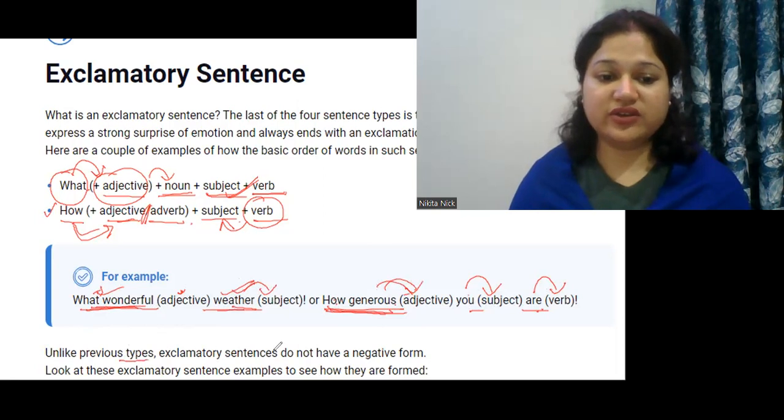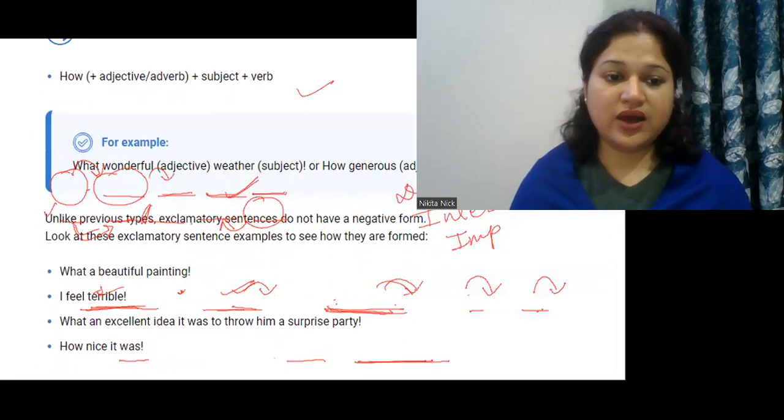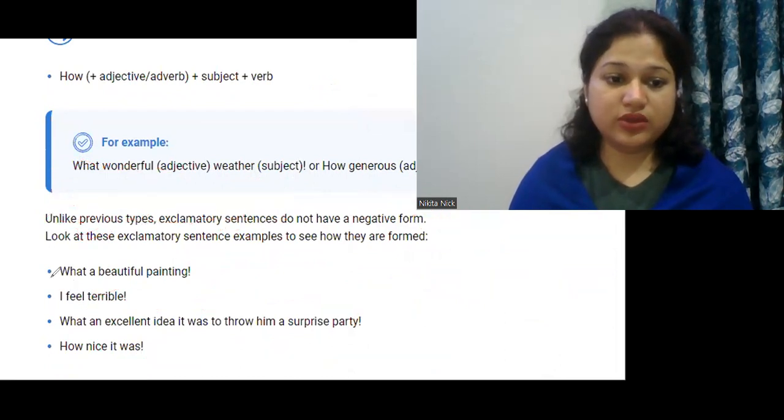Unlike previous types, exclamatory sentences do not have a negative form. We have seen in declarative sentences, interrogative sentences, and imperative sentences that we have two types, positive and negative. But in exclamatory sentences, we do not have a negative form. For example, what a beautiful painting. I feel terrible. What an excellent idea it was to throw him a surprise party.